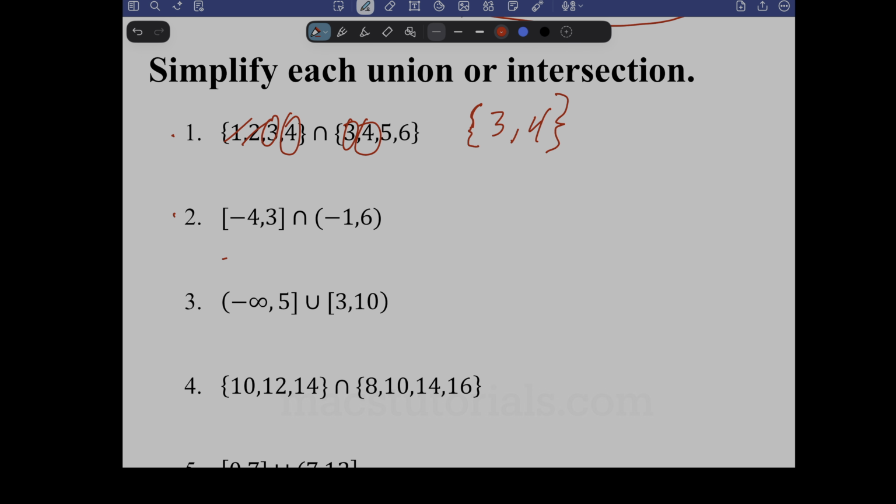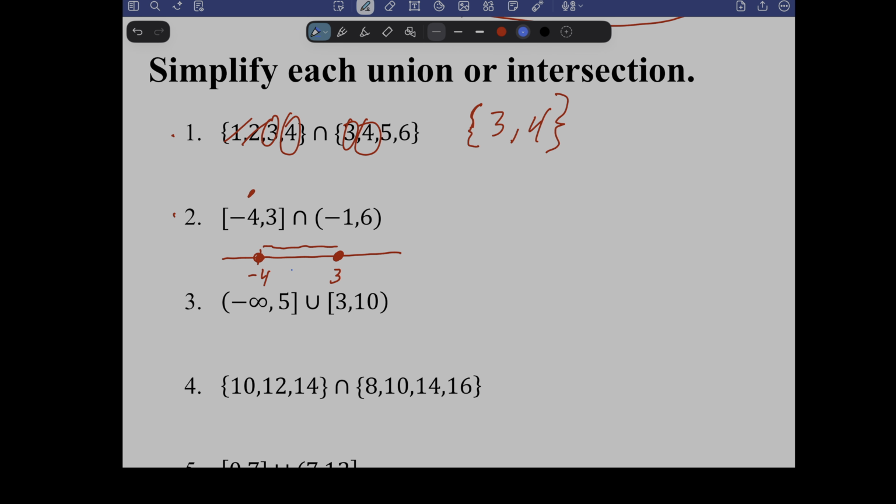Number 2 works best if you do a number line. And so on this one, I'm going to go in red right here, this one. I'm going to do a -4, and I'm going to put a dot there, okay, because of the bracket. And then that's going to go to 3, which I'll put right here, and that's also going to have a dot because of the bracket. And then I'm going to shade there, but I'm going to write the shading right there, and I'll show you why in a minute.